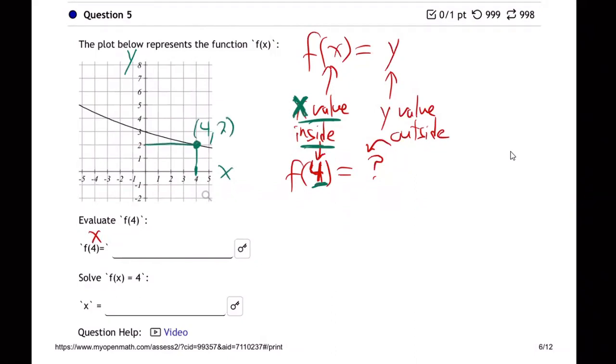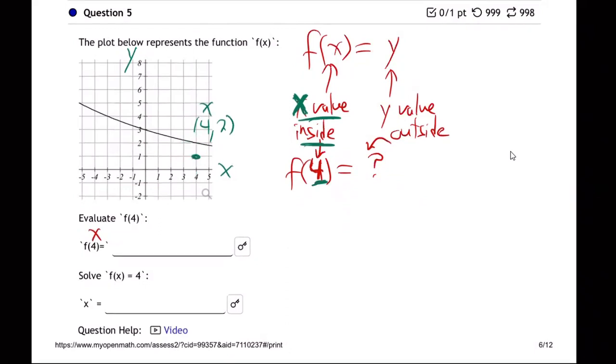Over 4, up 2, meaning that's an x value, that dot on the graph. It has to be a dot on the curve. I can't just pick some dot, like I couldn't just say, oh, I'm just going to pick this dot right here. Well, that doesn't touch the graph. I couldn't just pick a dot right here. That doesn't touch the graph. That won't work. It's got to be a dot that actually hits the graph.